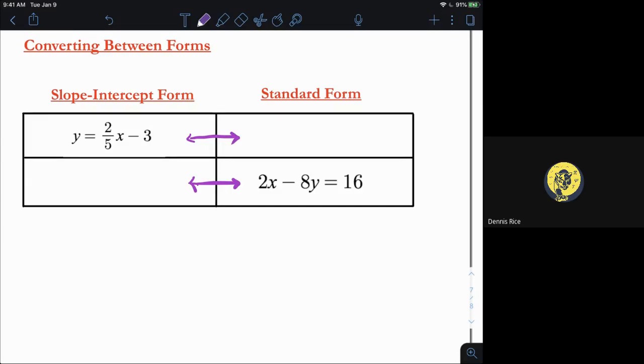Okay, so what I'm going to do is take the x and bring it to the other side. I'm doing this one so you can see what I'm doing. So I'm going to subtract 2/5 x from both sides.